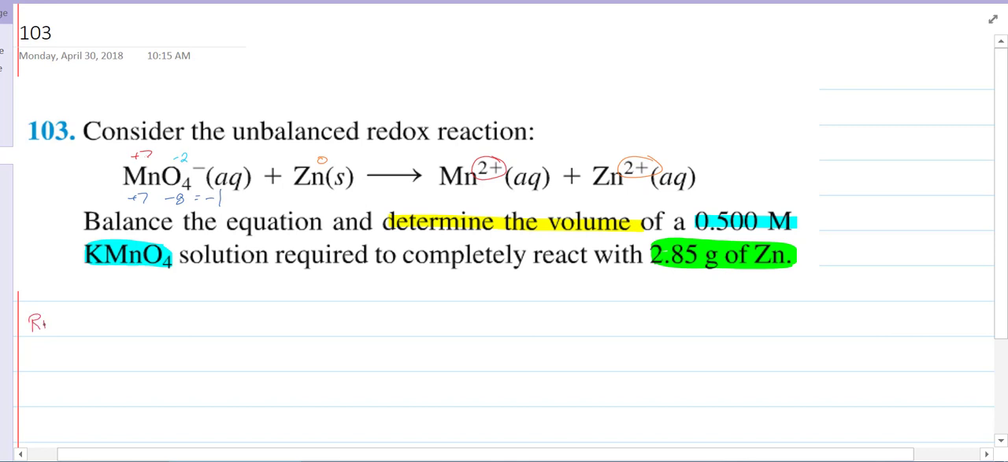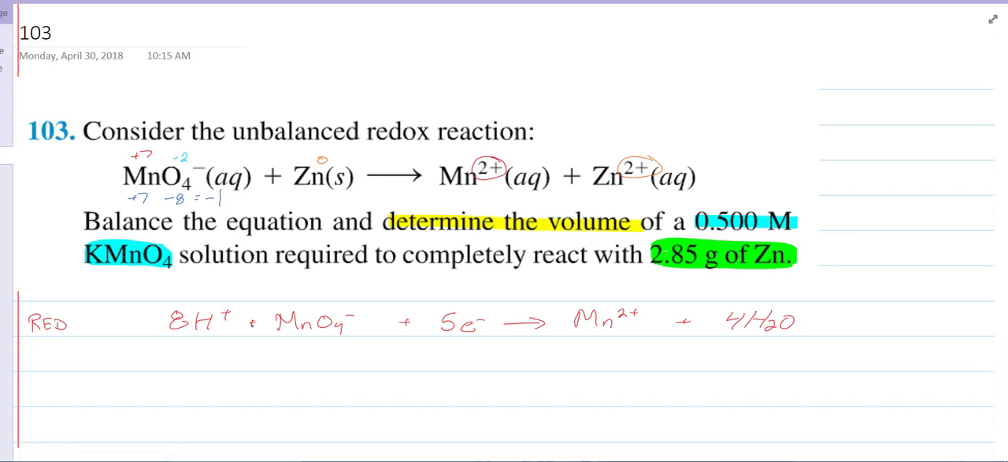So my reduction here, I have MnO4 minus plus how many electrons? 7 to 2, that'd be a difference of 5, going to Mn2 plus. Well, balance the oxygen with waters, and I would need 8 H pluses. Perfect. It doesn't say if it's acidic or basic, so I'm going to go with acidic.